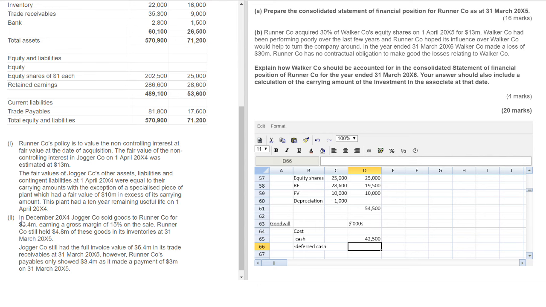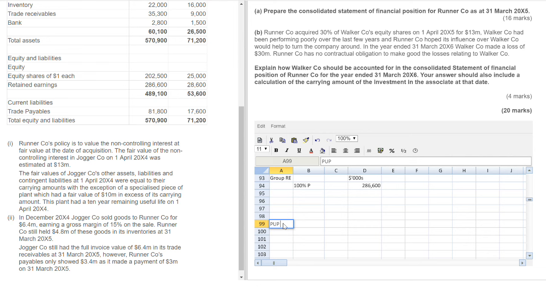What have we got? Well, it says December X4, so during the year, Jogger, who's the sub, so S, sold goods to Runner for 6.4 million. A gross margin of 15%, and they held 4.8 million of these in inventory at March X5. So what we've got is a PUP adjustment, and just note it's S to P, isn't it? The sub to the parent. So we're going to adjust S's retained earnings, and we see S's retained earnings in the net assets calculation.